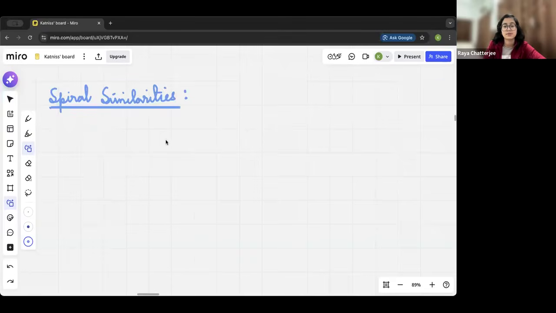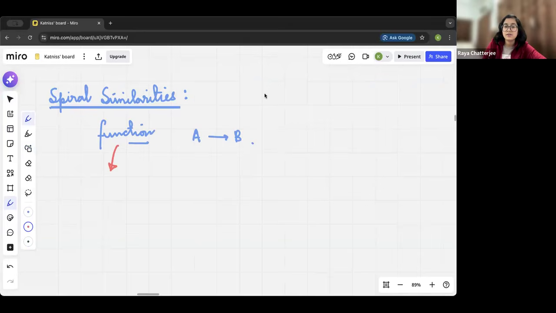Okay, so I am just going to go over the basic stuff. Let me start with what a spiral similarity is. You can probably think of it like a function that maps some point of the plane A to another point of the plane B. And this function is going to have a very specific structure.